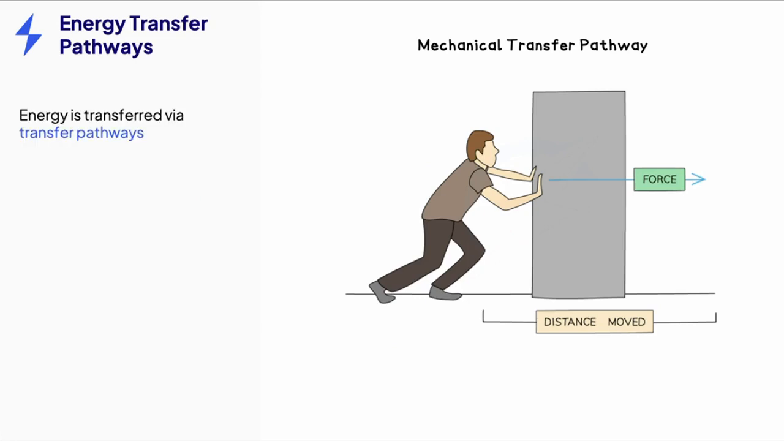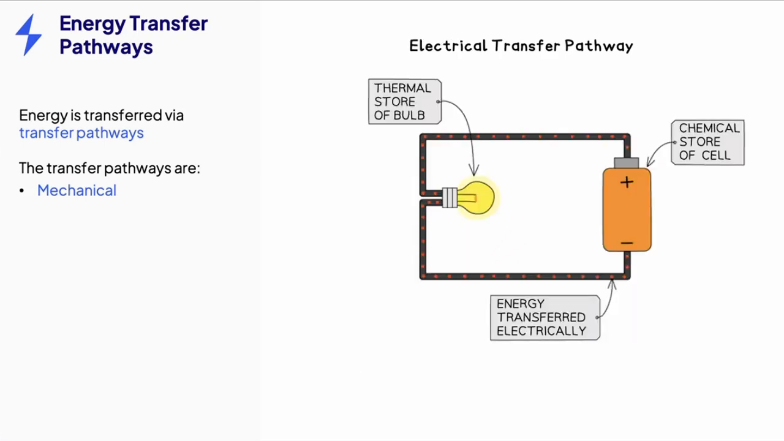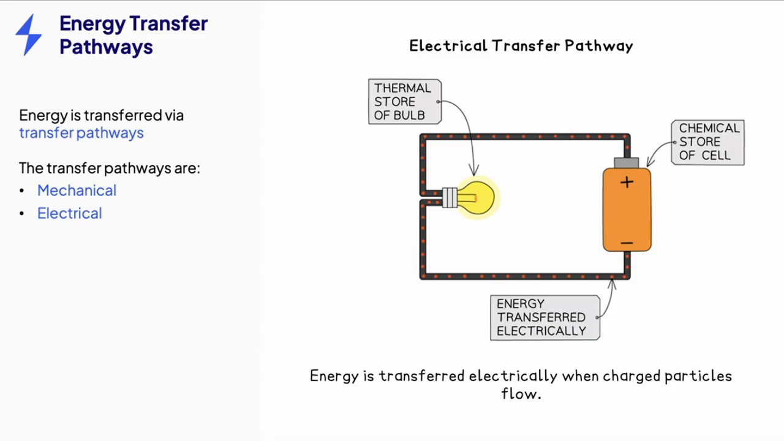Energy transfer pathways describe how energy is transferred from store to store. There are 4 energy transfer pathways you need to know. When a force acts over a distance, energy is transferred mechanically. The mechanical work done is equal to the energy transferred. When charge flows around a circuit, energy is transferred electrically from the cell to the components. The electrical work done is equal to the energy transferred.